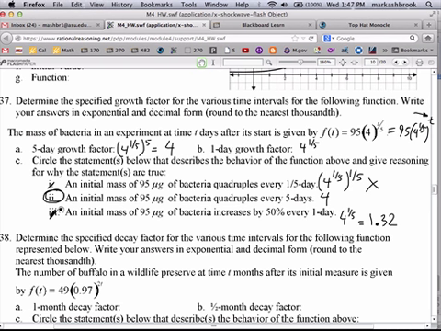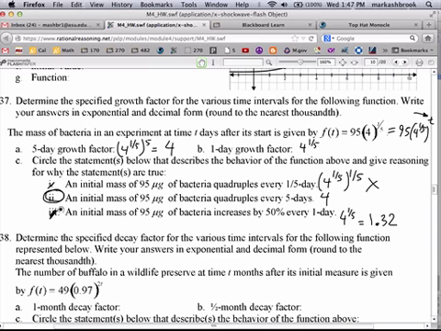Could we just have plugged in 1 for t to get the growth factor? Yeah, sure. Let me think about that. So what you're saying is by plugging in t equals 1, you're asking what you're multiplying 95 by to get it after 1 day. So that works too. The 1 day growth factor, yeah. Other questions on this one?